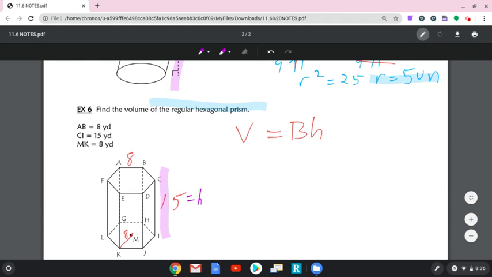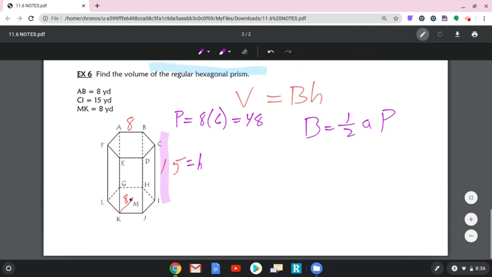Now, remember, when we have a regular hexagon, the base area is 1/2 AP. The perimeter in this case is easy to find. The perimeter of your hexagon would just be 8 times 6, which is 48. Excellent. But I need to find A. See, I wasn't given A here. I was given MK, which is a radius of my regular hexagon.